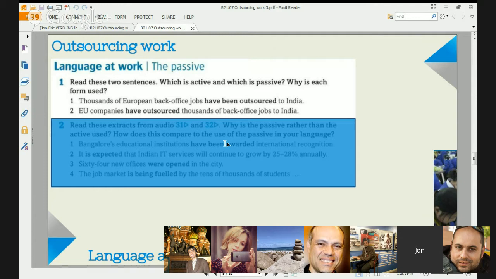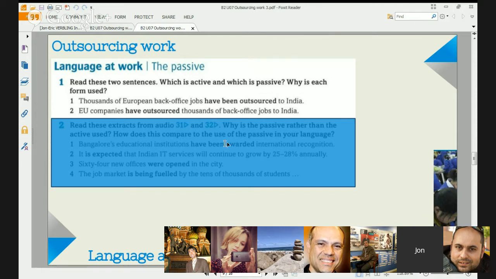Thousands of Arabian back office jobs have been outsourced in India. It doesn't say in India. Outsourced to India, sorry. To India, right. By the way, pronunciation, outsourced. Outsourced. That's it, very good.